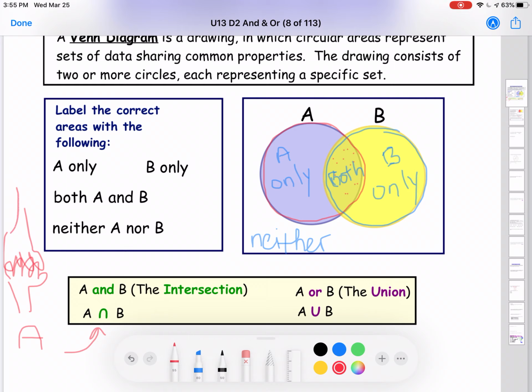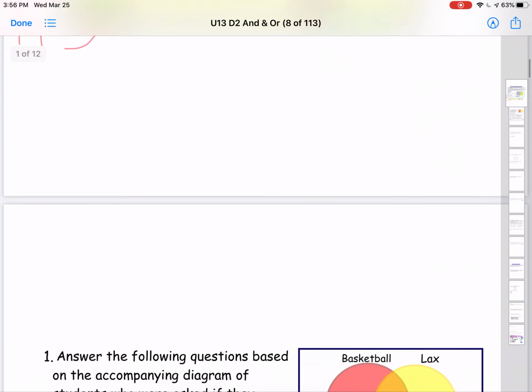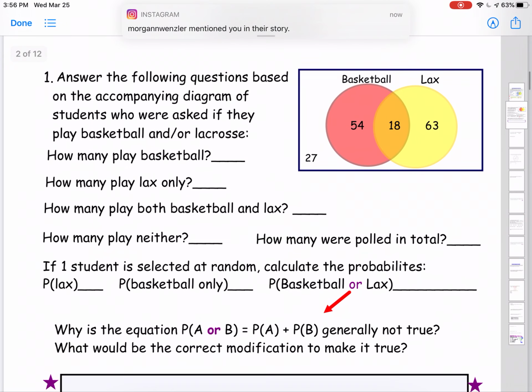The other one is or. If we're looking at what's in A or B, then it's the union of the two. So it would be everything all together. If I wanted to know what was in A or B, it would be this amount, plus this amount, plus this amount. And the symbol used for or is a U for union. So let's try doing a question.